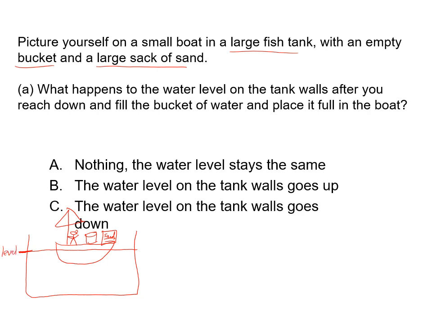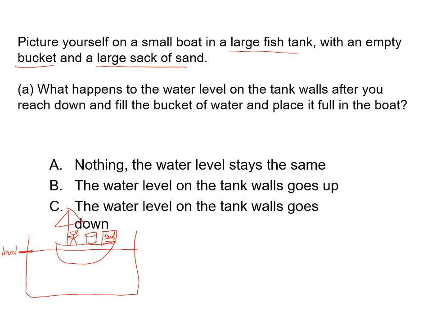Okay, and we're going to imagine that this tank is quite small, so that if there were any changes, they would be large enough that we could measure a change in water level on the side of the tank. So the question is, what happens to the water level on the tank walls after you reach down and fill the bucket of water and place it full in the boat? So pause the presentation, take a moment to think about this, and then try to answer it yourself. And now I'll take up the solution.